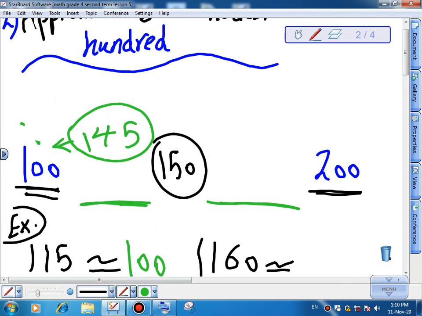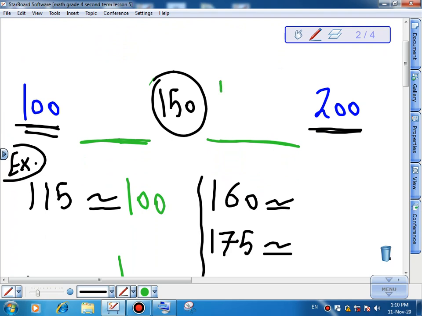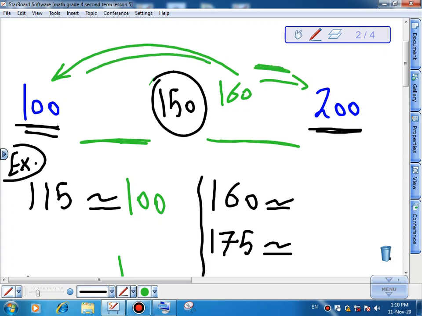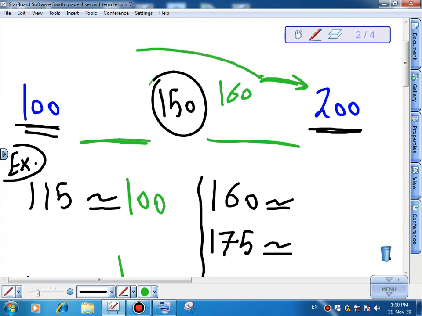But if I take another number on the other side, which is after 150, if I take the number 160, it is nearer to 200 than 100. This distance is smaller than this distance, so I will approximate to the smallest distance. The distance between 160 and 200 is smaller than the distance between it and 100. So I take the smallest distance. Okay? So 160 is nearer to 200.